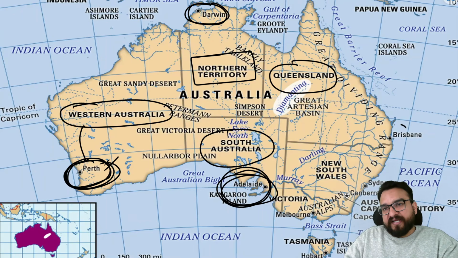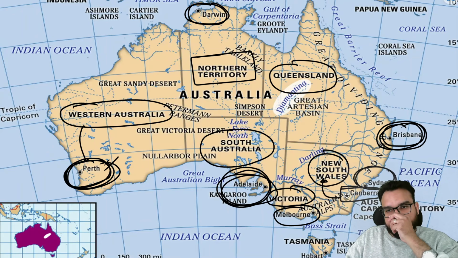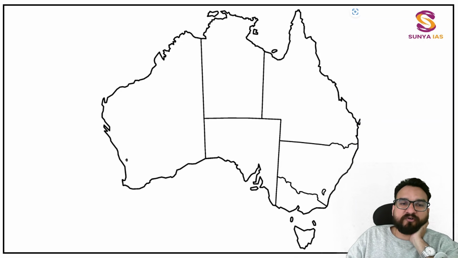Queensland, you are going to find Brisbane. New South Wales, you will find Sydney. And Victoria, Melbourne. Focus on the places, guys. So what is the capital of Australia? Canberra, which is also in New South Wales, you are going to find, right? Australian Capital Territory. So this is quite important over here that you have found this particular capital.